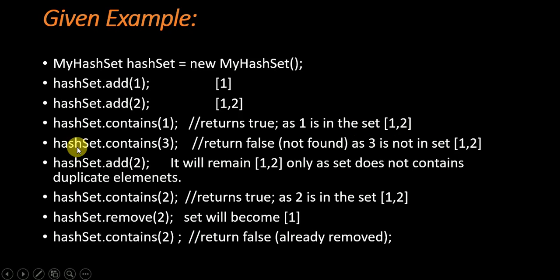In the next line we are checking hash set dot contains 3, return false, not found as 3 is not in set 1 comma 2. Hash set dot add 2. It will remain 1 comma 2 only as set does not contain duplicate elements. Hash set dot contains 2 returns true as 2 is in the set 1 comma 2. Hash set dot remove 2. Set will become 1 as 2 will be removed from it. Hash set dot contains 2 returns false because 2 has already been removed from it.